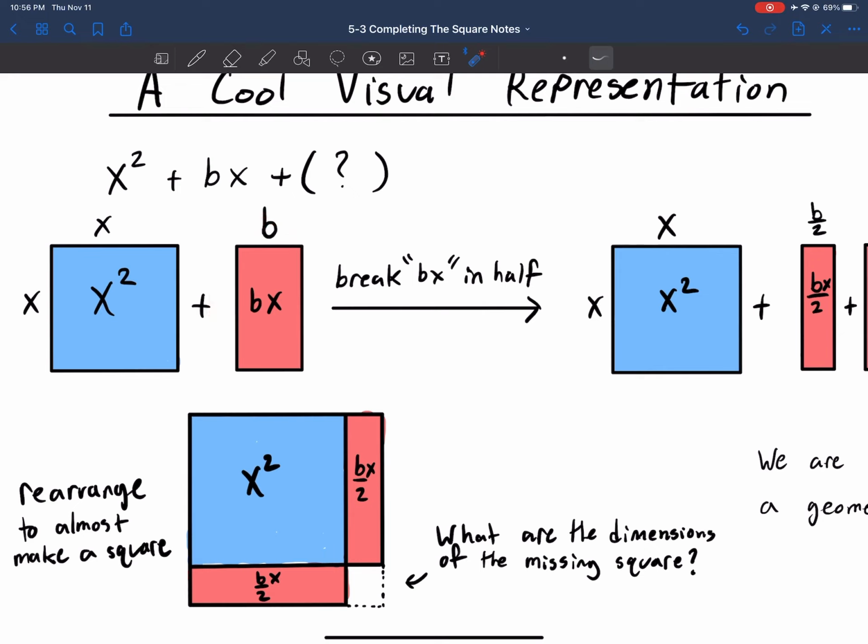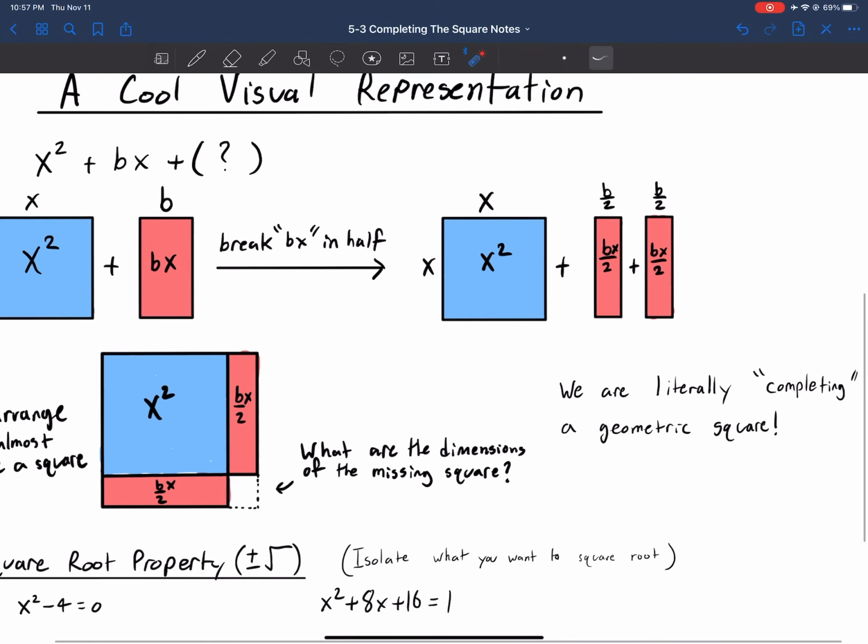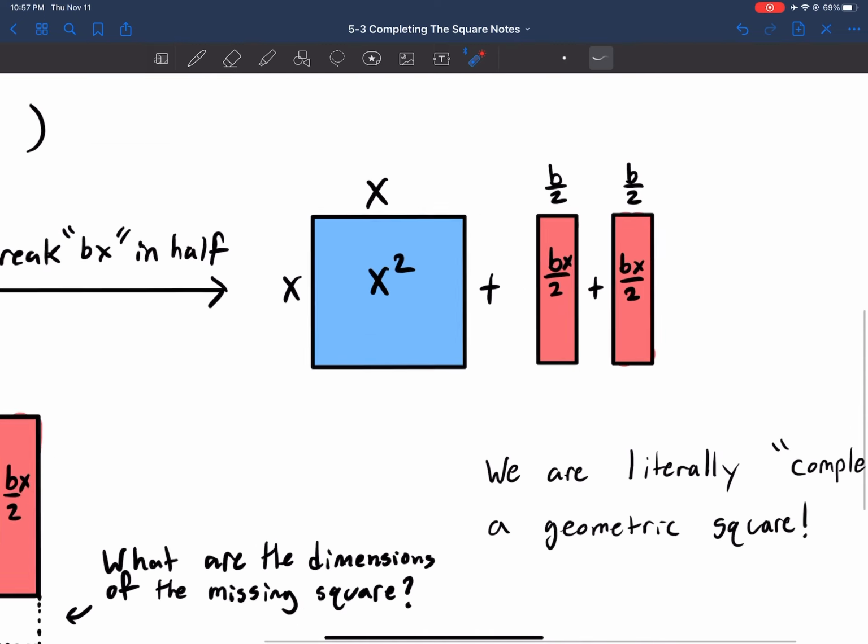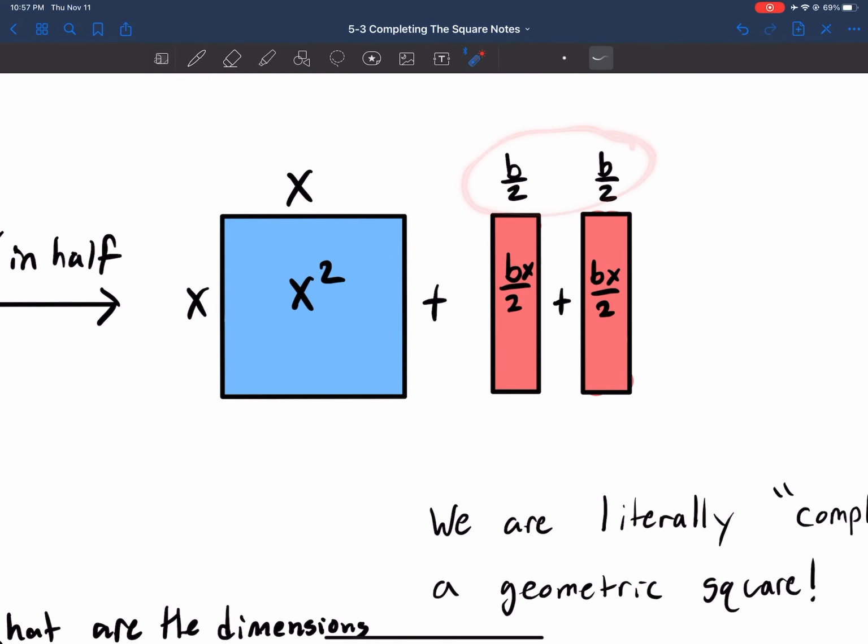So what are we doing when we complete the square? We want to add b over 2 and then square it. Well, where's the b over 2 coming from in geometric form? You take bx, that rectangle, and cut it in half. So this side length b becomes b over 2 and b over 2, but it still has a length of x.